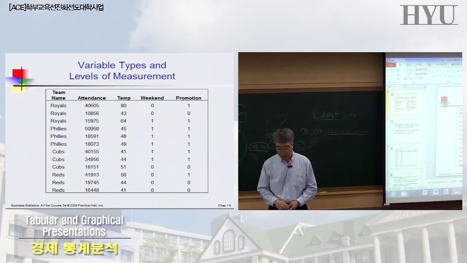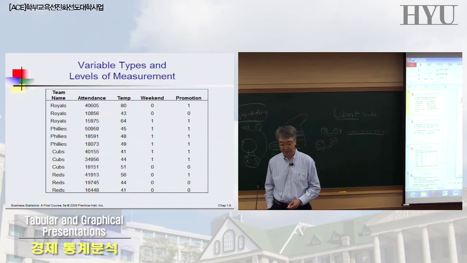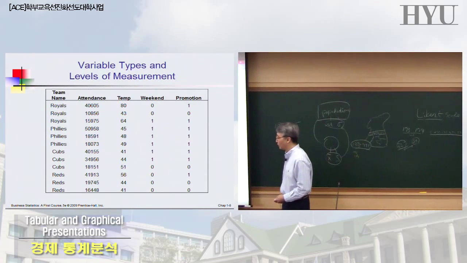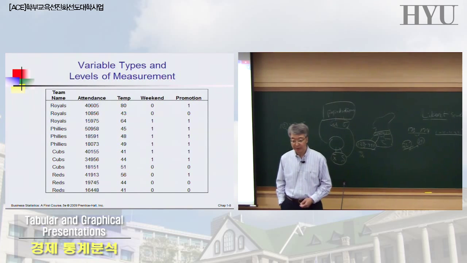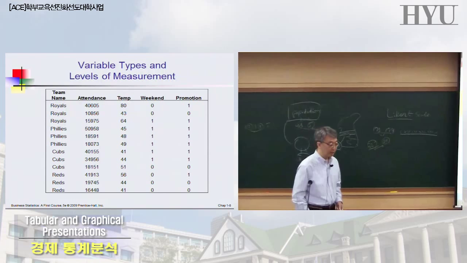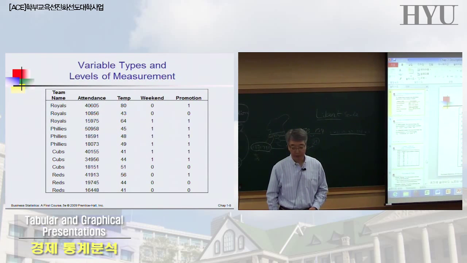So you've seen this chart before. This is a baseball attendance chart, and let's do some practice here. We have 5 different variables here, including the team name. Why don't you think about the types of variable and the different scales or levels of measurement for each variable. I'll give you 1 minute.